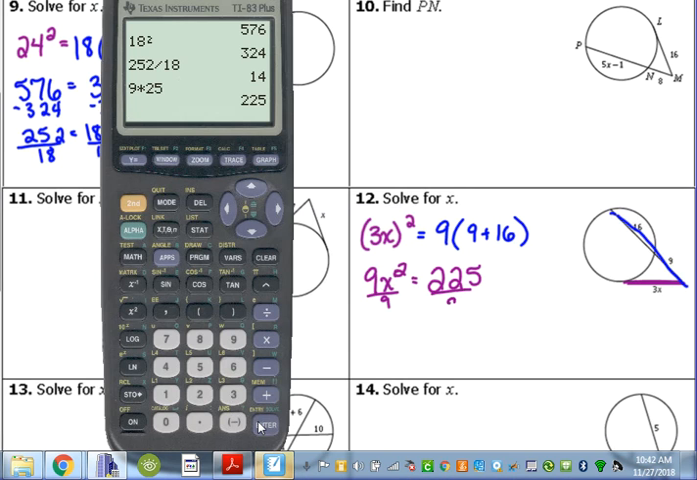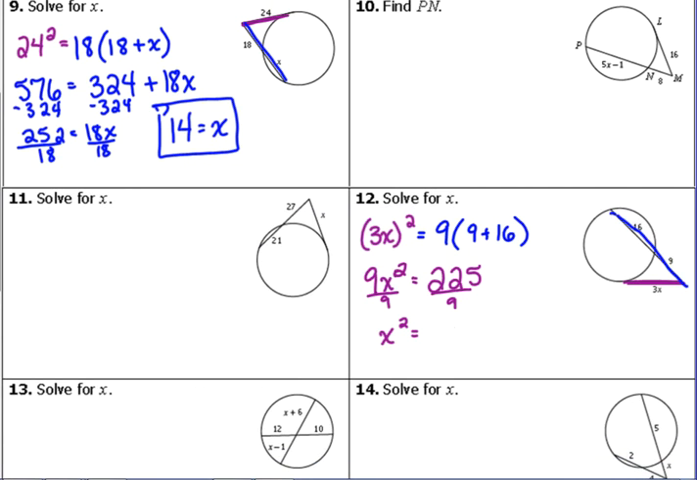9 times 25 is what, 225? And then we divide by 9. X squared is equal to 225 over 9. Does that divide evenly? Oh, it does. Yeah. Duh, that's how I got that answer. 225 divided by 9 is 25. So then we take the square root.